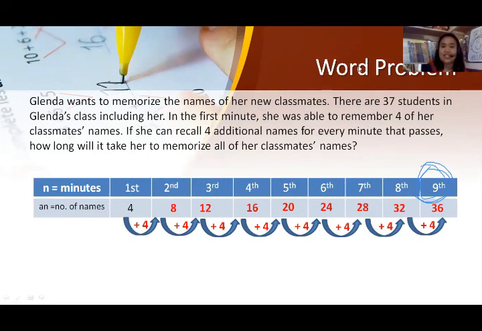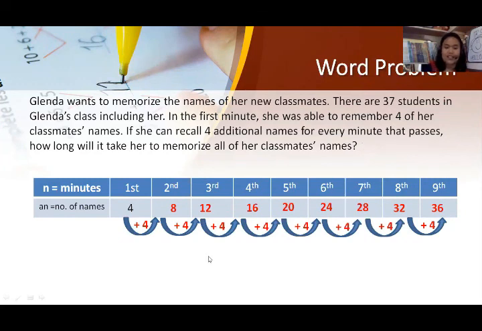So, since hindi na siya kasali doon, so we're just having 36 classmates, I should say. So, are we able to answer the question? Yes, because we're looking for how many minutes she can memorize the names of her classmates. So, according to the pattern or the solution that we have here, Glenda can memorize all the names of her classmates in just 9 minutes.